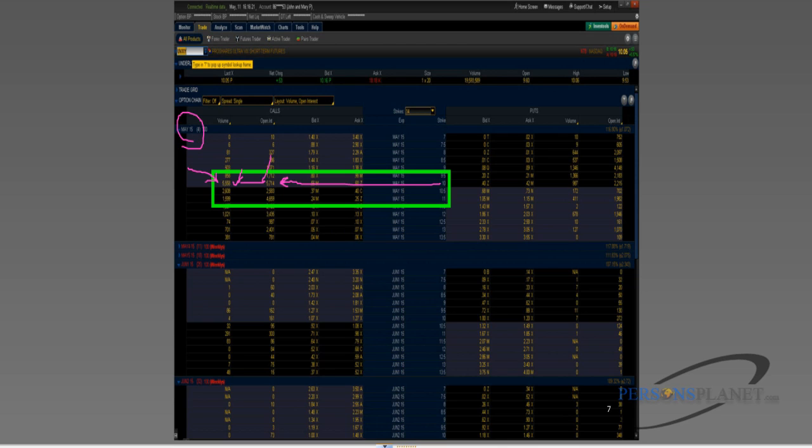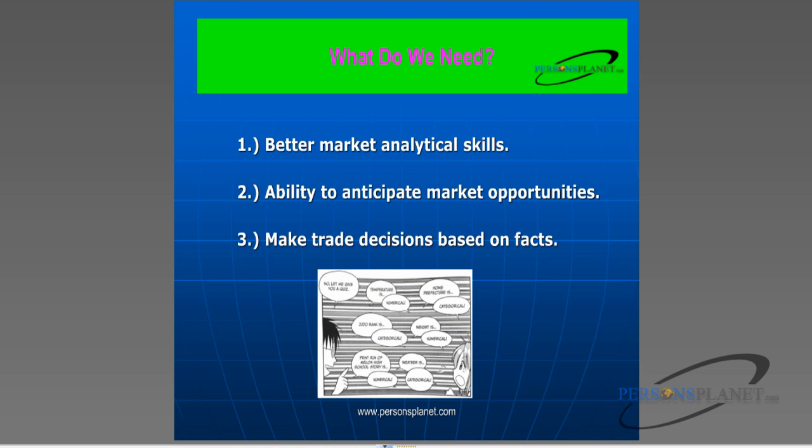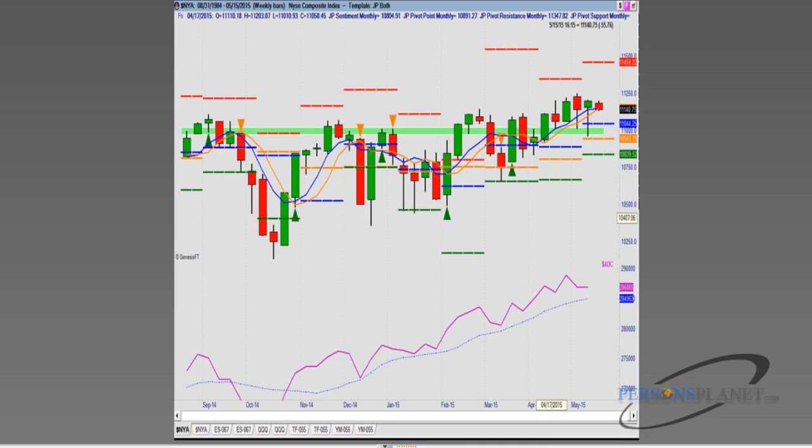So I think that's another message that I wanted to bring to the table as well. Better market analytical skills is what we need. We need the ability to anticipate market opportunities, and we need to make trade decisions based on facts. And that's what we try to teach people. If you had a better skill set or maybe tools that were more designed for today's market environment, I think you'll have a better shot at trading.